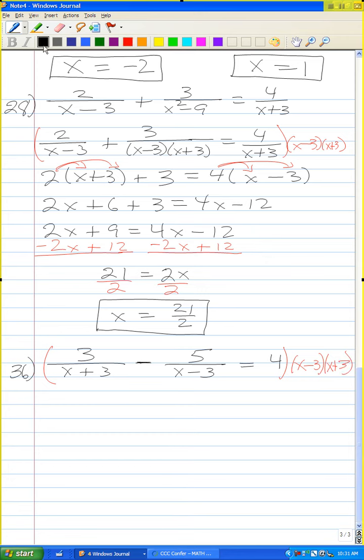The x plus 3's cancel, so you just get 3 times x minus 3. The x minus 3's cancel, so you get negative 5 times x plus 3. I have 4 times x minus 3 times x plus 3, which is x squared minus 9. Let me multiply 3, negative 5, and 4 inside the parentheses.